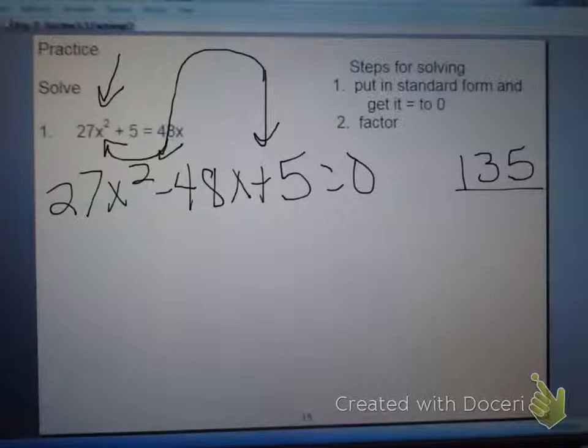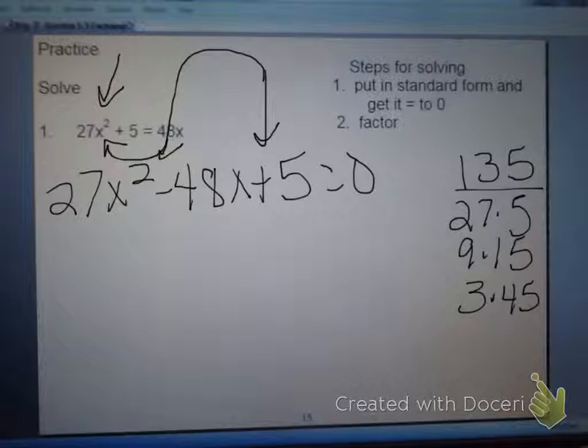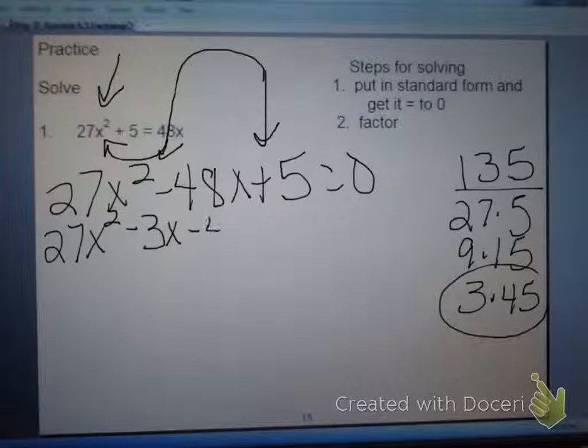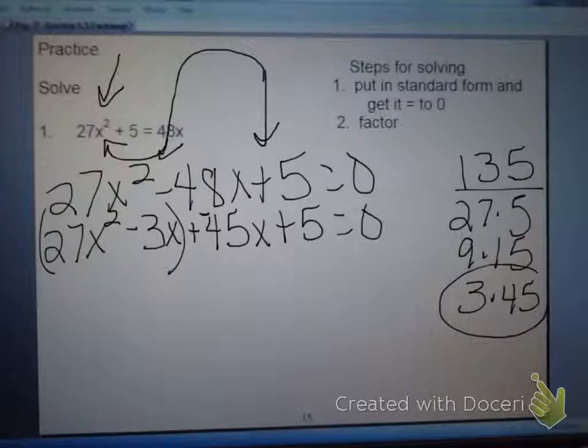So just play around with your calculator. As you notice, I did a few random factors, and I finally found 3 and 45. Because 3 plus 45 is equal to 48. So I'm going to split my middle term. Group my first two together. That negative has got to go inside. And then I group my last two together.